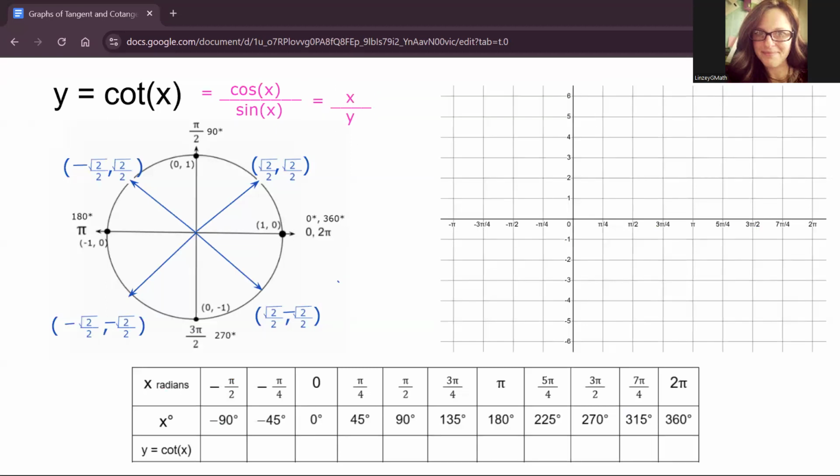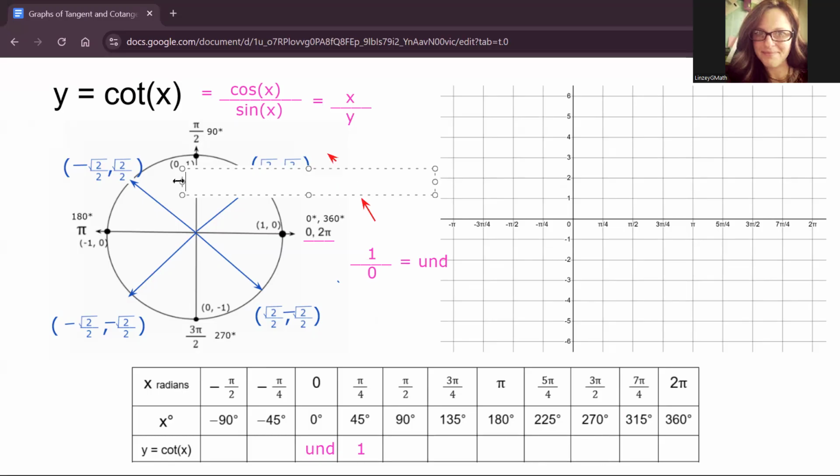So we'll start here at 0 degrees or 0 radians, and we'll find cotangent. Cotangent is the x-coordinate, 1 divided by 0. That is undefined. We can't divide by 0. Undefined, cotangent at 0. And then we'll go counterclockwise around our circle, positive angles to 45 degrees. And we do get 1. Square root of 2 over 2 divided by square root of 2 over 2 is 1.